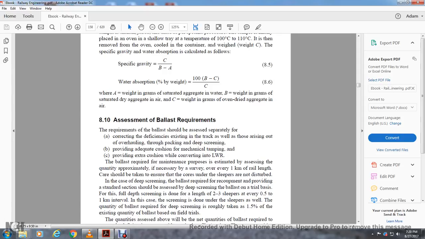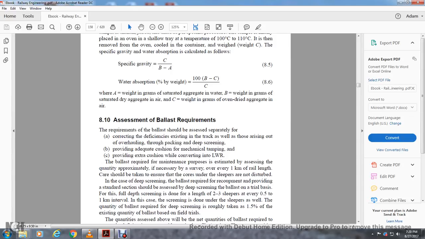8.10 Assessment of ballast requirement. The requirement of ballast should be assessed separately for correcting existing deficiencies of the track, as well as those arising out of overhaul through packing, deep screening to provide adequate cushioning, and mechanical tamping, which provides extra cushioning while converting to long welded rail. The ballast required for maintenance purposes is estimated by raising the quantity, approximately if necessary, on the basis of a survey over every 1 kilometer of rail length.